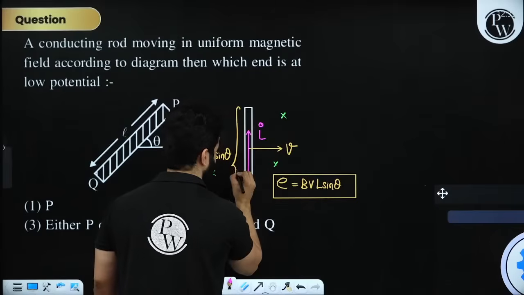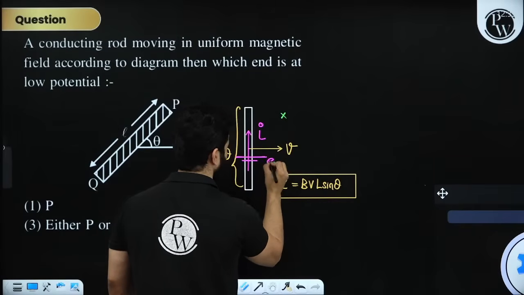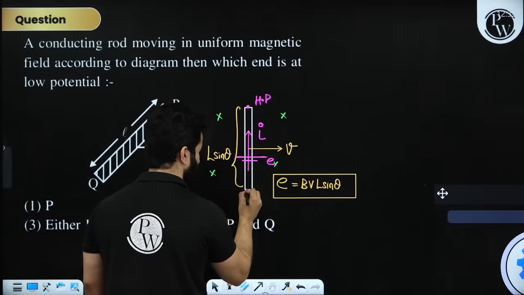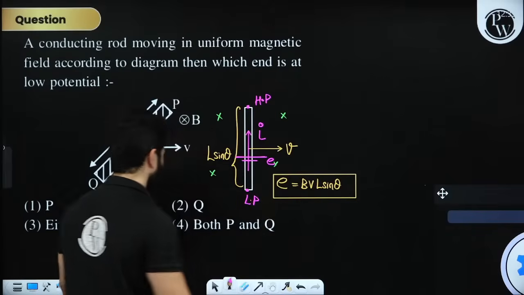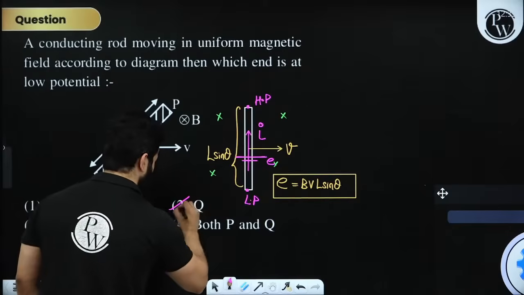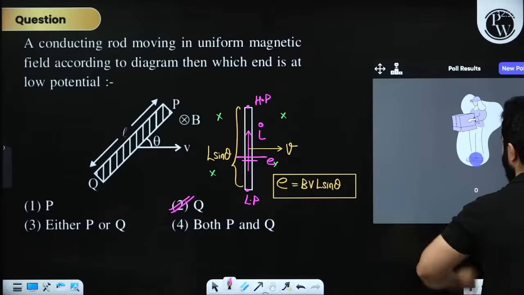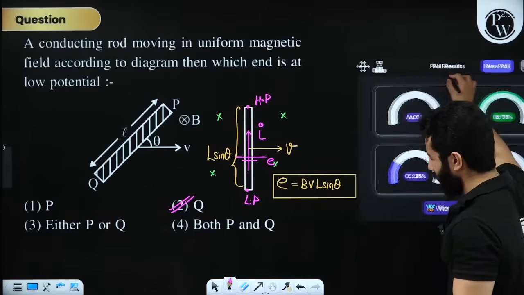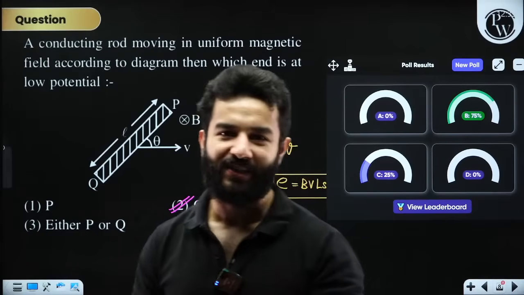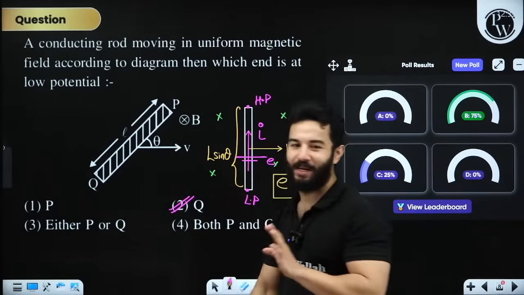That means I can imagine a battery over here, something like this, and this is going to be the induced EMF. That means this will be at higher potential and this will be at lower potential. They were talking about which end is at the lower potential, so Q will be at the lower potential. Second option. Some of you also thought that it is either P or Q. Obviously, that will not be the correct answer. You cannot say either P or Q because we know that it is moving in a particular direction.